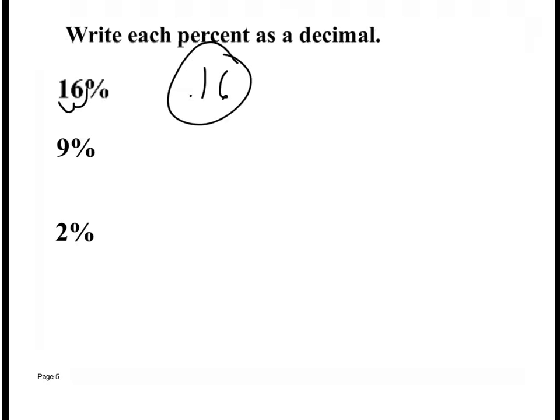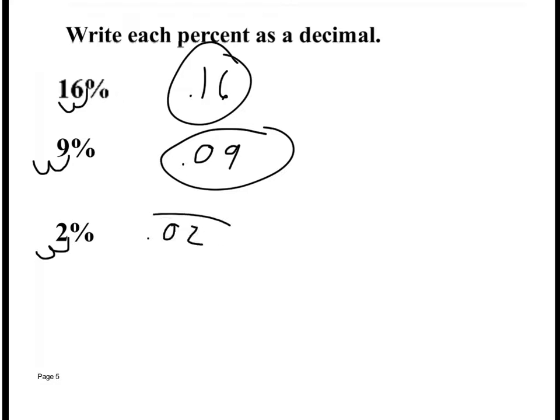9%, so I divide it by 100, which moves the decimal place 2 places to the left. So I go 1, 2, that gives me 0.09. I remove the percent sign, so I get that. Then I have 2%, so I do the same thing. 0.02 is my answer. So even though this number is less than 1, I don't change what I'm doing.